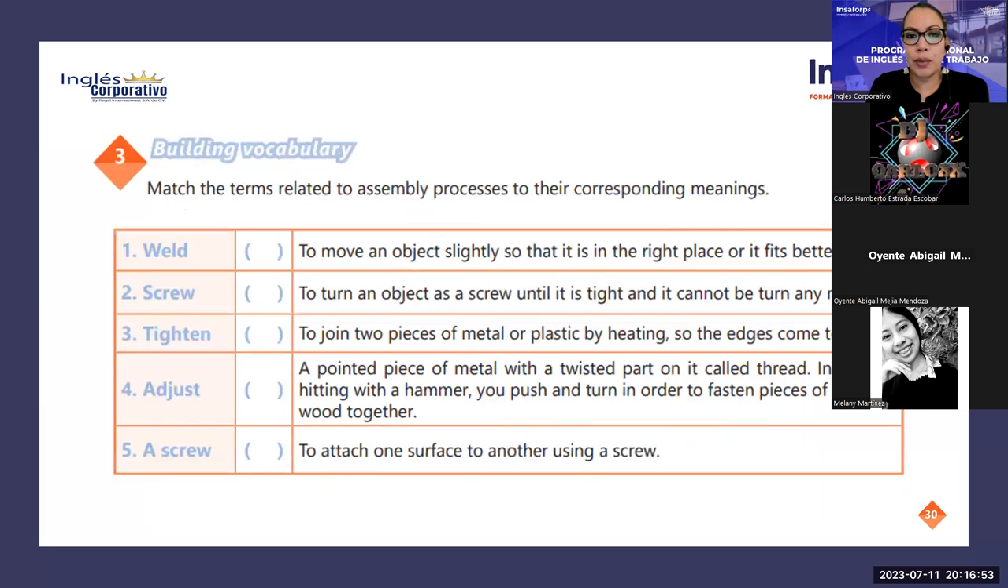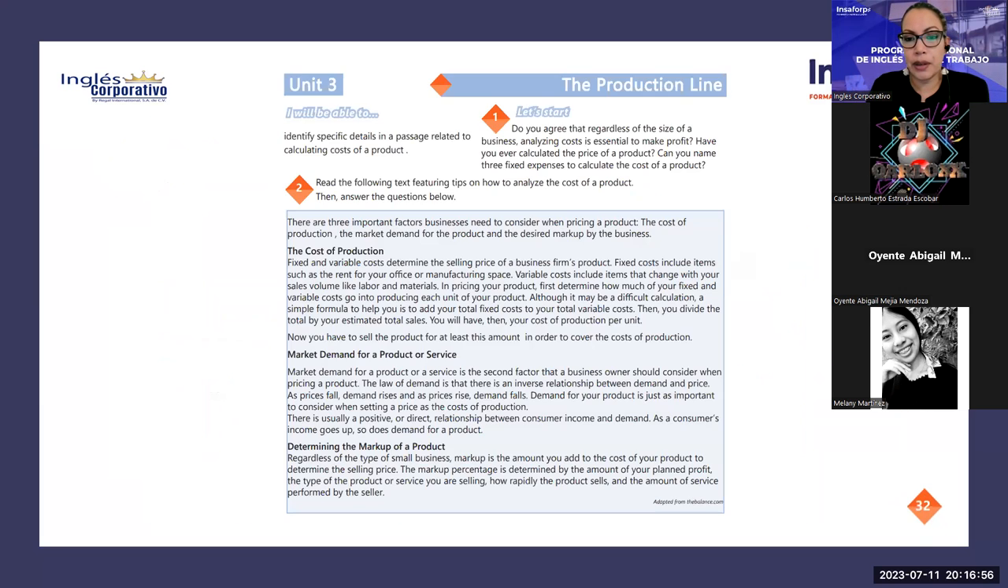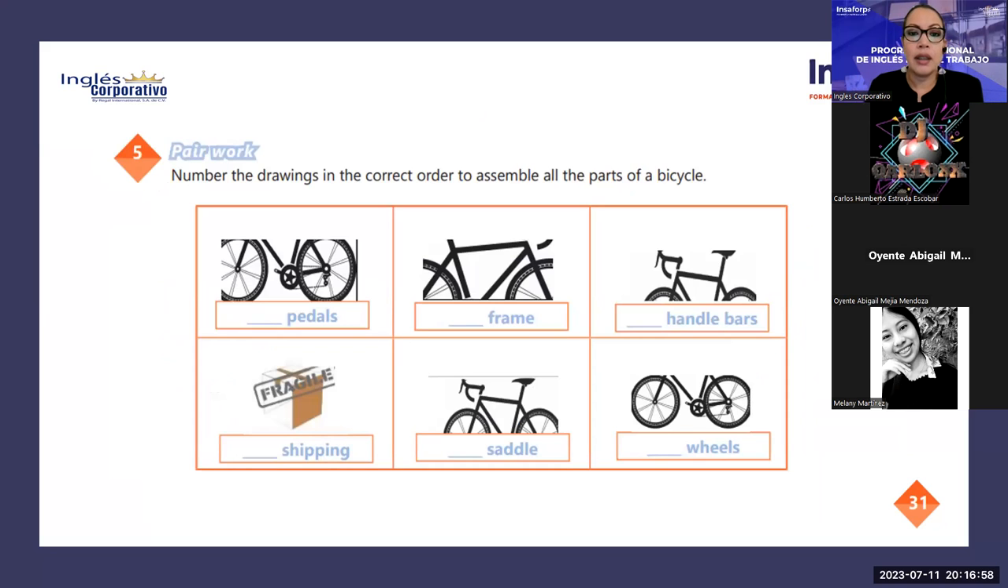Esto, bueno, practicamos un poco de esto ayer y pues hicieron un buen trabajo con el ejercicio. Luego tienen uno de estos dibujitos. Hay que ponerles, it says, number the drawings in the correct order to assemble the parts of a bicycle. Es como, ¿en qué orden creen ustedes que se ensamblan las partes de una bicicleta? Y ahí tenemos las partes. El primero es pedals. Luego tenemos frame, que sería como el marco.